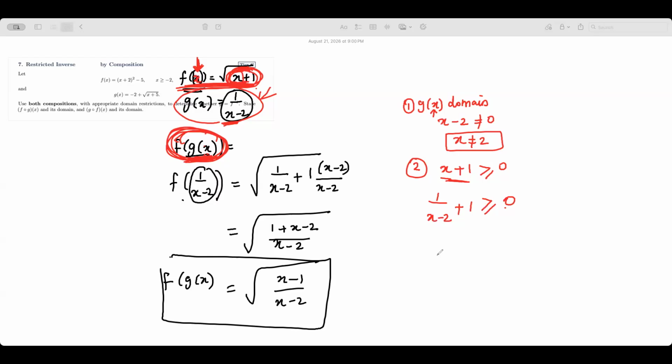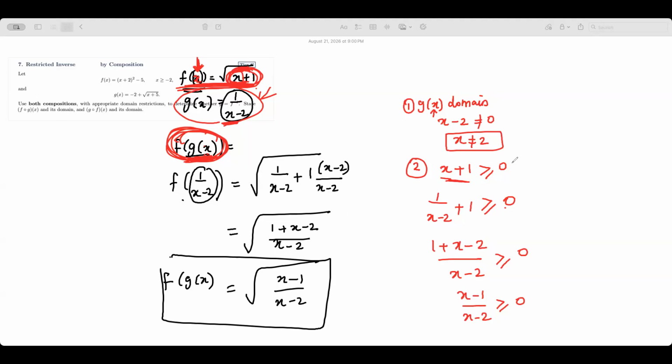So as a result, 1 plus x minus 2 by x minus 2 is greater than or equal to 0. Are you with me? x minus 1 by x minus 2 is greater than or equal to 0. Are you with me? Makes sense? So x is not equal to 2 is already covered here. x is not equal to 2. And then what?